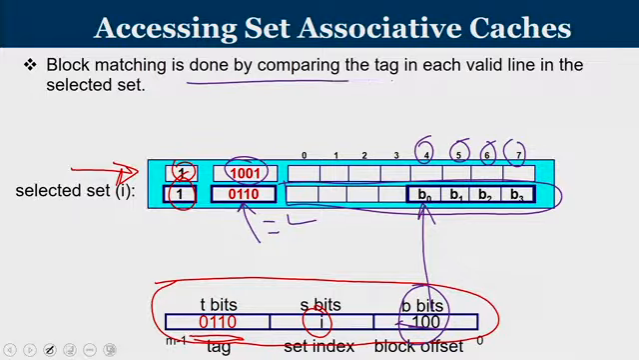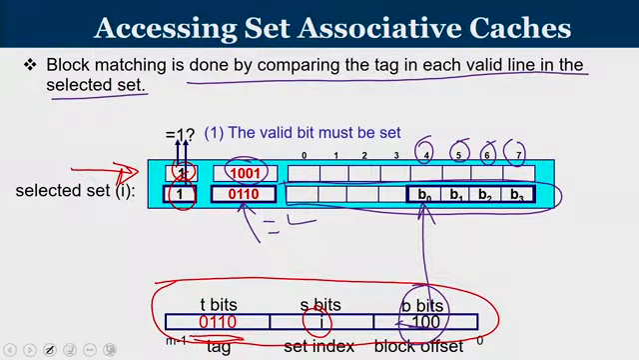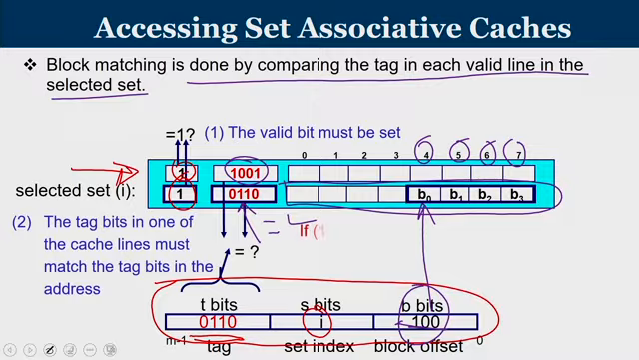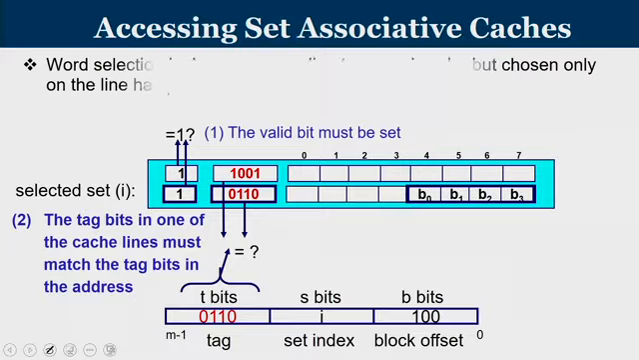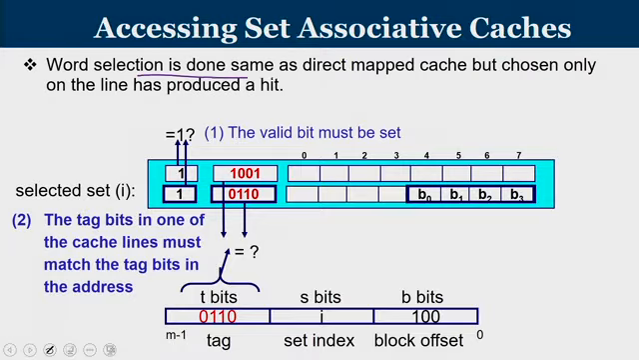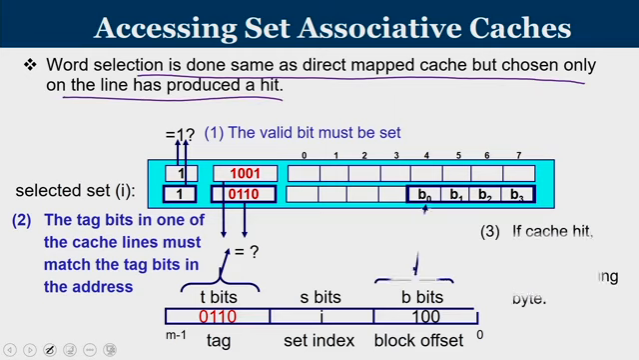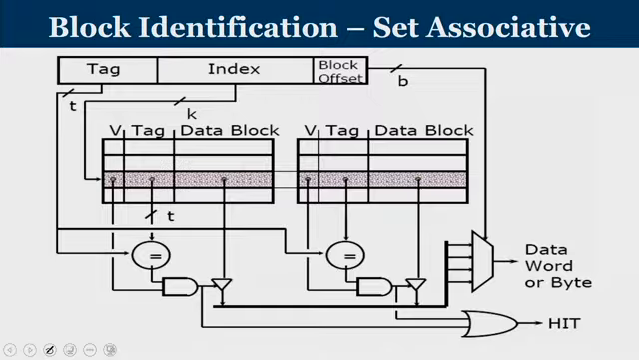So block matching is done by comparing the tag with each valid line in the selected set. The valid bit should be 1 and the tag should match. If both conditions hold, then it's a cache hit. Once there is a cache hit, word selection is done the same as in a direct mapped cache, by choosing the line that has produced the hit. If it's a cache hit, the block offset selects the starting byte. So this is how a conventional two-way set associative cache looks like.